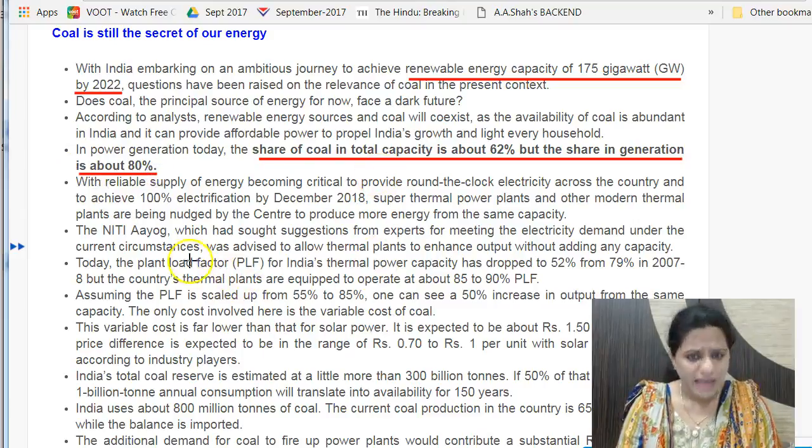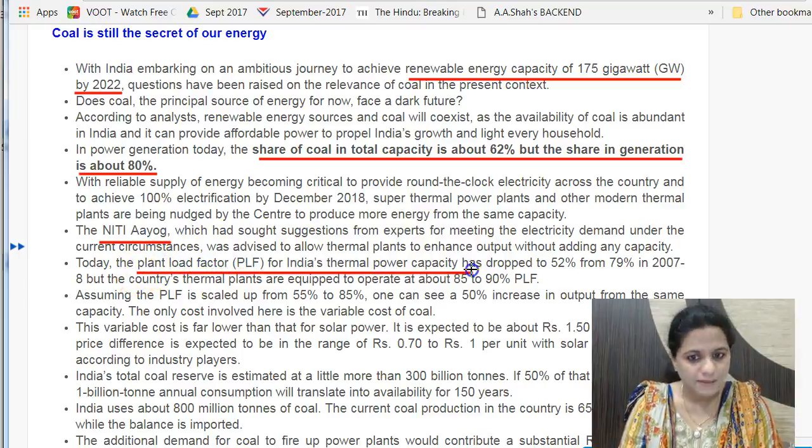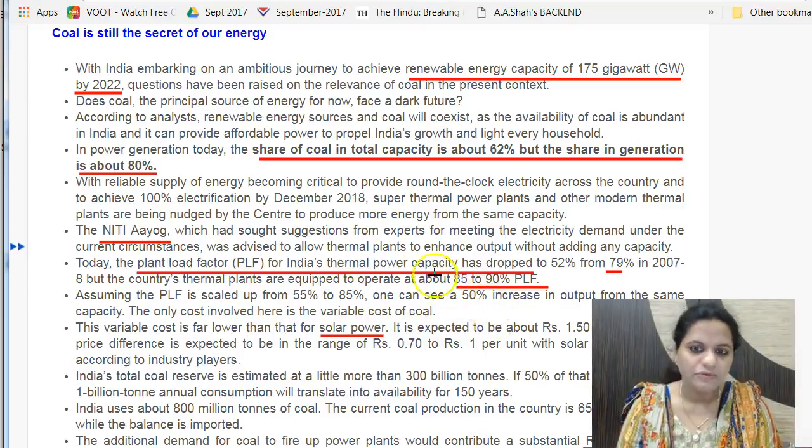It says that there have been recommendations coming forth from Niti Aayog too. Niti Aayog has sought suggestions from experts, and it came forth that the plant load factor for India's thermal power capacity has dropped from 2007-8 to presently. It has come down to 79%. So even if this is increased to 85 to 90%, meaning the plant load factor is increased, this will result in more power generation with minimal cost. Compared to solar power and wind power, the cost here will be very less. That is why coal's role in power generation in the country cannot reduce.